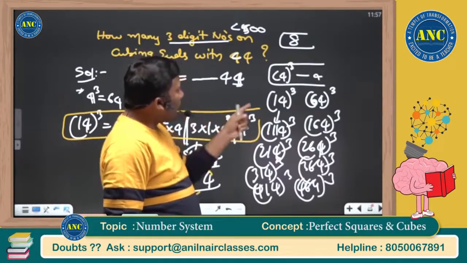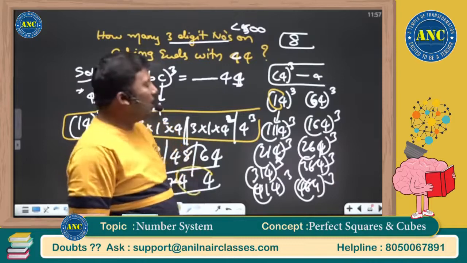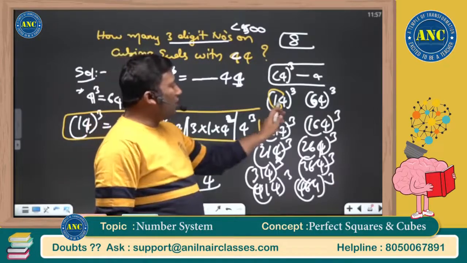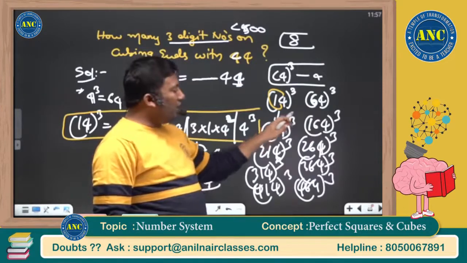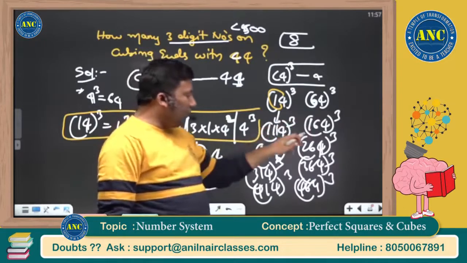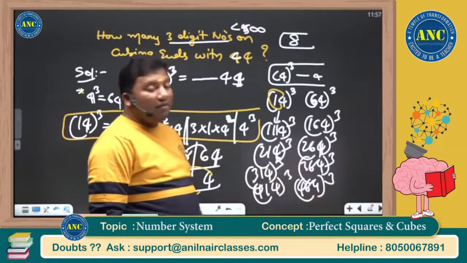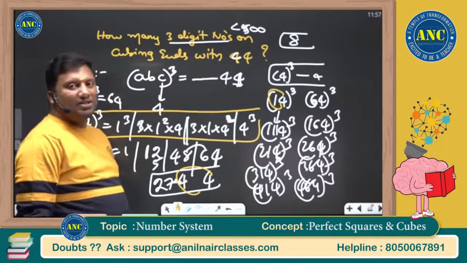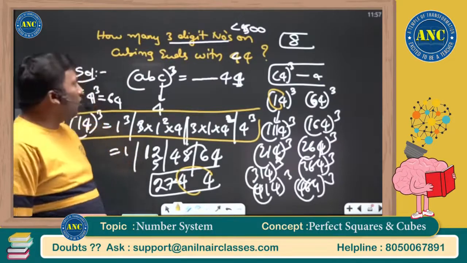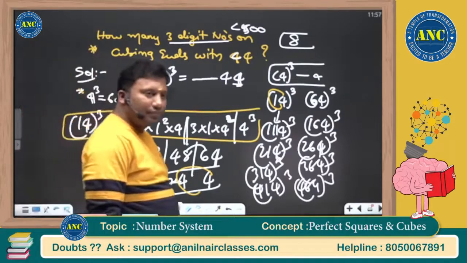Now see here. For 14, we got x cube, and for 50 plus x whole cube, the last two digits will be the same. 14 plus 50 is 64, 64 plus 50 is 114, and so on, adding 50 each time. I will stop at 464 cube because I want three-digit numbers less than 500. I hope the idea is clear. On cubing it ends with 44.